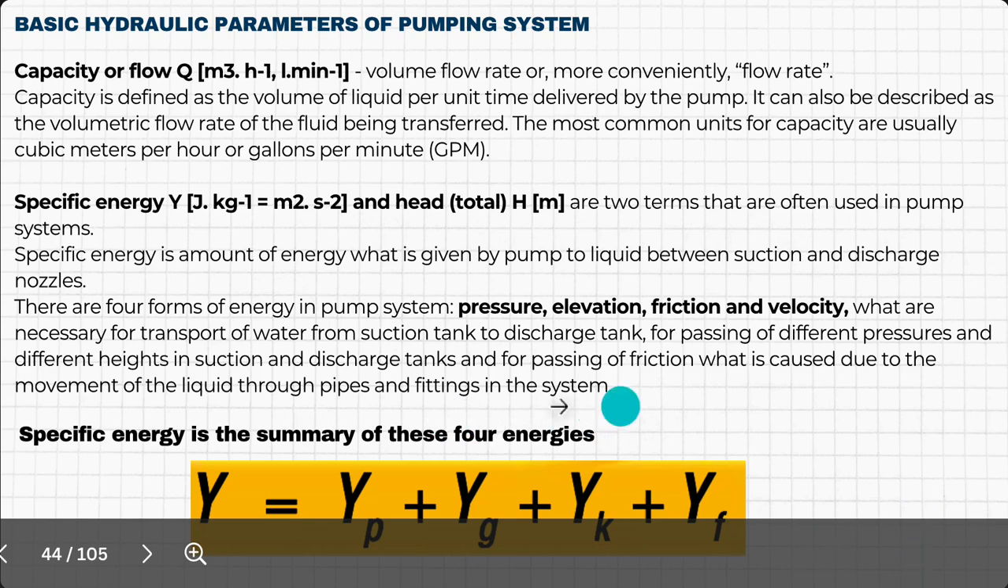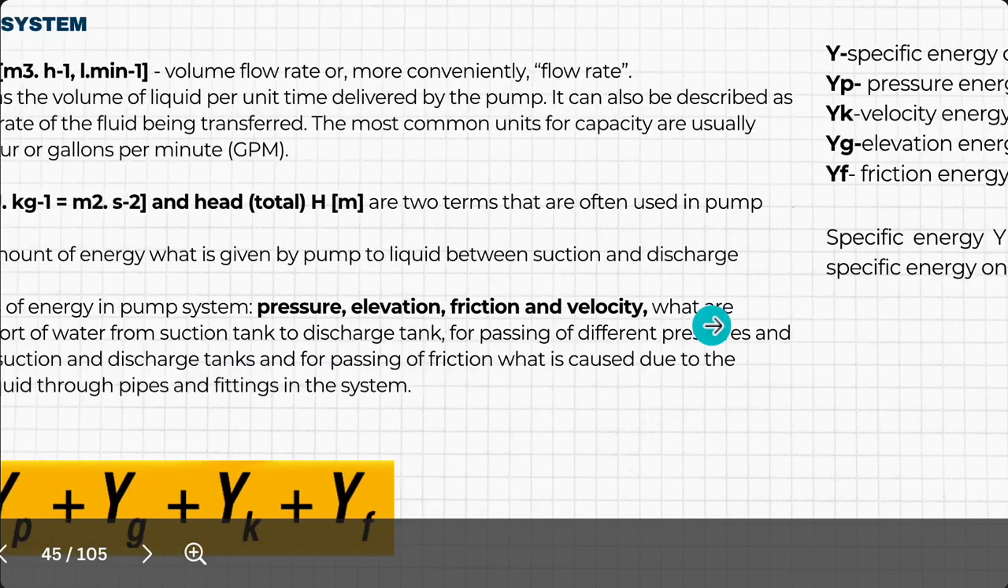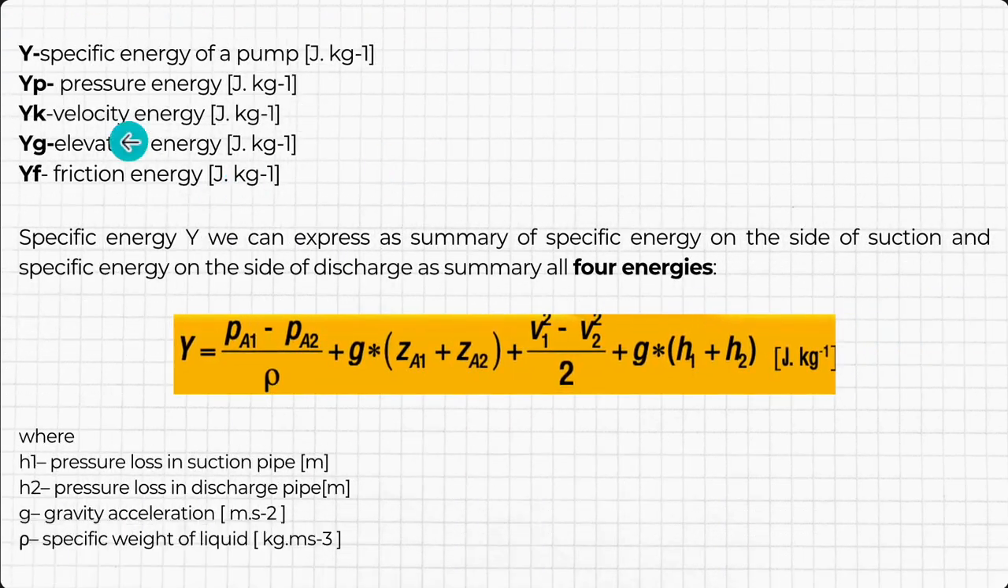the system. So the specific energy is the summary of these 4 energies: Yp, Yg, Yk, and Yf, where Yp stands for the pressure energy, velocity energy, elevation energy, and friction energy. The specific energy Y we can express as the summary of specific energy on the side of the suction and the specific energy on the side of discharge, a summary of all 4 energies.